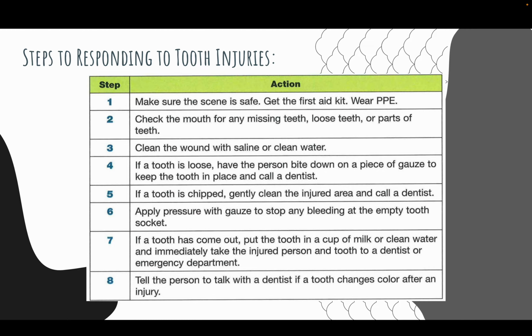Make sure the scene is safe. Check the mouth for any missing teeth, loose teeth, or parts of teeth. Clean the wound with saline or clean water. If the tooth is loose, have the person bite down on a piece of gauze to keep the tooth in place and call a dentist. If the tooth is chipped, gently clean the injured area and call a dentist. Apply pressure with gauze to stop any bleeding.